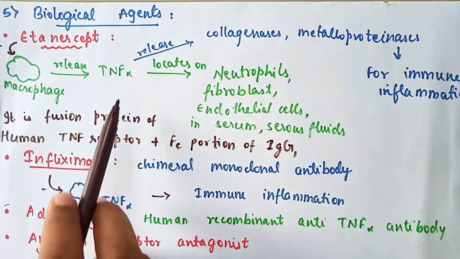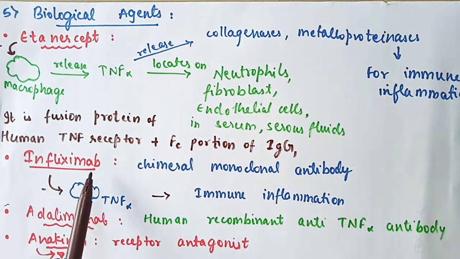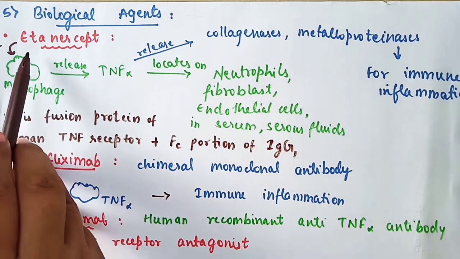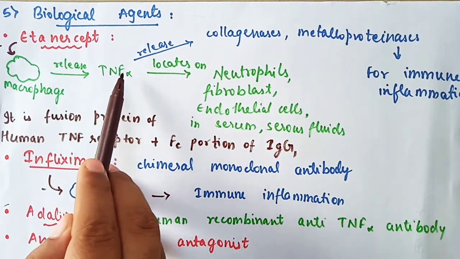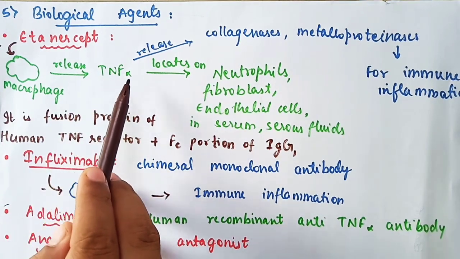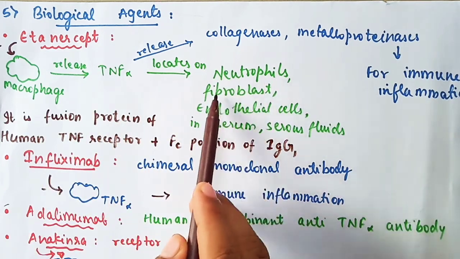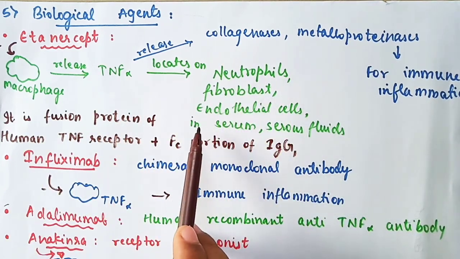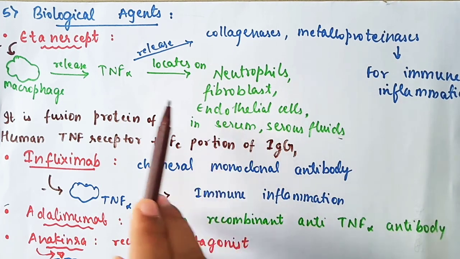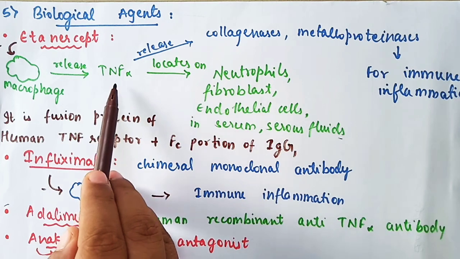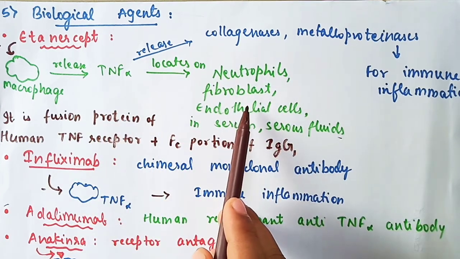There are various classifications, out of which we have seen that TNF alpha inhibitors were etanercept, infliximab and adalimumab. So let's say this is the macrophage. This macrophage releases TNF alpha as well as various TNF alpha receptors. This TNF alpha locates on the neutrophils, fibroblasts, endothelial cells, also in some amounts in serum and serous fluids. Now since this TNF alpha is inhibited, the activation of these cells would not take place.